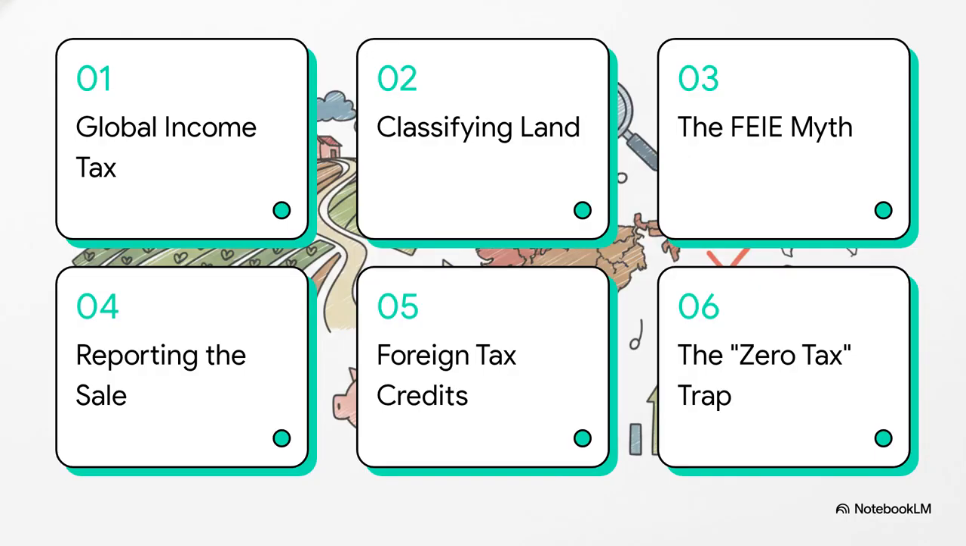So, here's our roadmap. We're going to walk through this step by step. We'll start with why the U.S. can tax you in the first place, then get into how to classify your land, bust a really common myth about the Foreign Earned Income Exclusion, cover your reporting duties, figure out foreign tax credits, and then we'll tackle the big one, navigating the infamous zero tax trap.